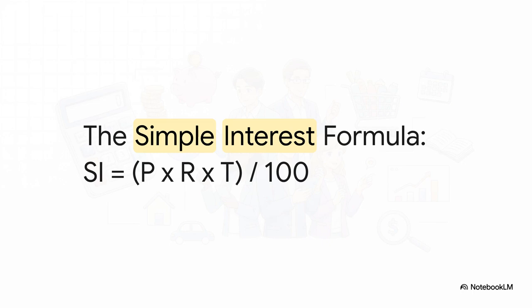And this brilliantly illustrates how it all comes together into one super elegant equation. Simple interest, or SI, equals the principal multiplied by the rate of interest multiplied by the time in years, all divided by 100. P times R times T over 100. I know it looks a little bit like alphabet soup, but trust me, it's incredibly easy to use.